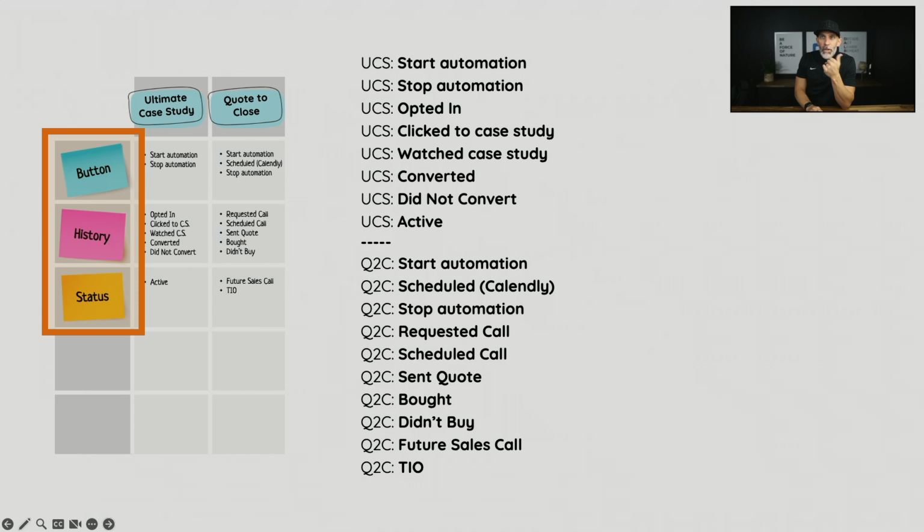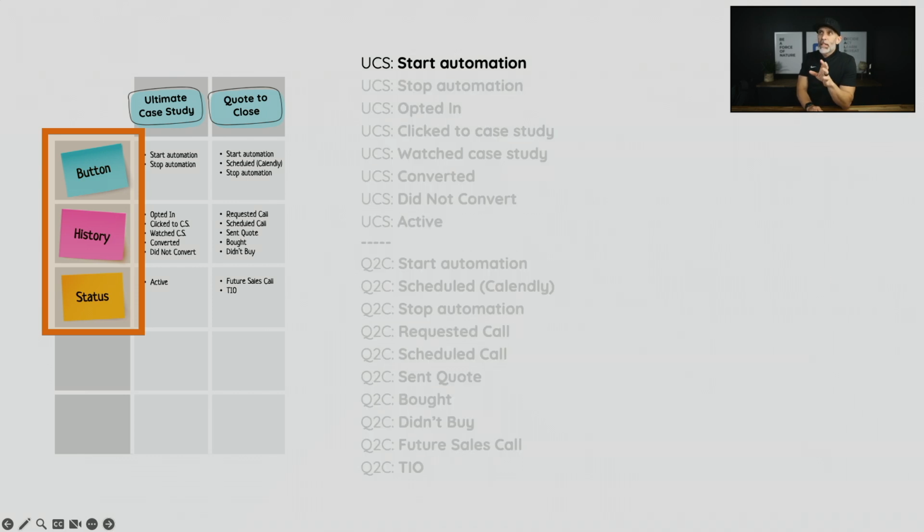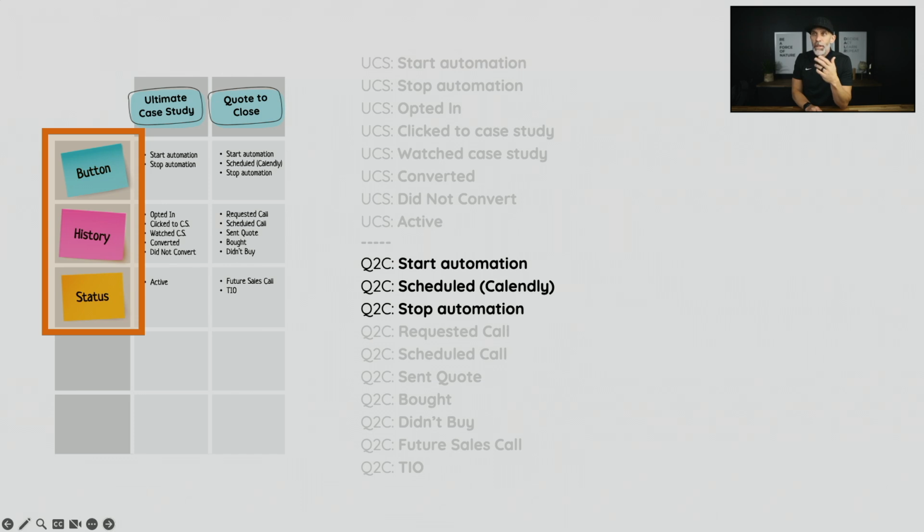So our tag types here are button, history, and status. When I go to look at the tag names, though, just check this out. UCS start automation. Which tag type is that? Obviously, it's a button. Do I need to put button in the tag name? No. Stop automation. Obviously, it's a button. If I come down to Q2C, start automation is obviously a button tag. I don't need to put it in the name.